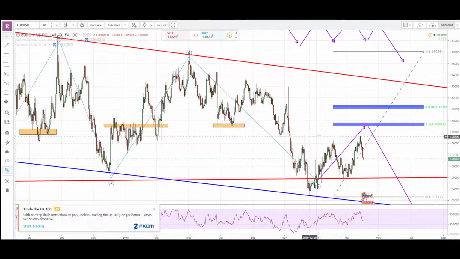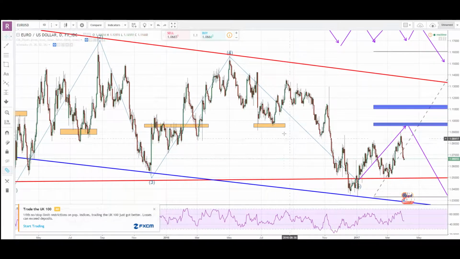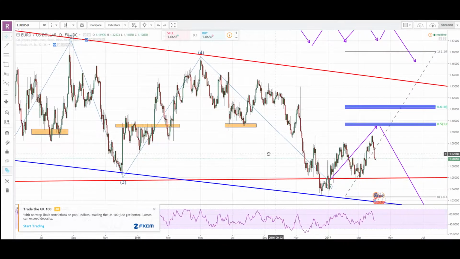So the 0.5 fib level has some good points, like this one. This is a really good point. This one is also a good point. You can even count this, maybe a broken retest failed, a fake out. But this is a really nice point, this one in orange.